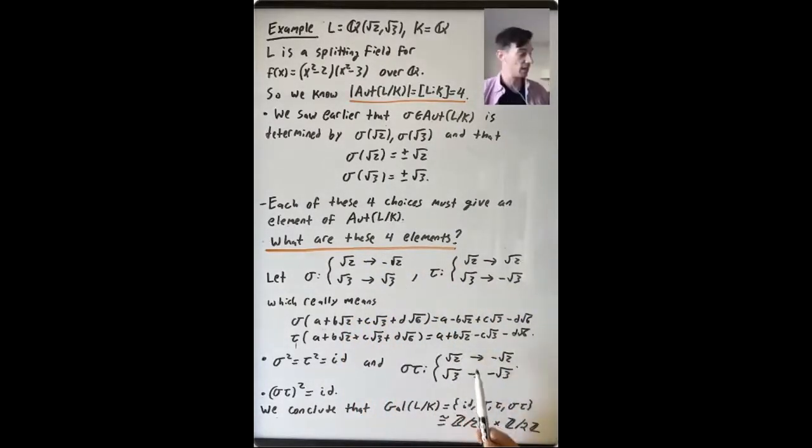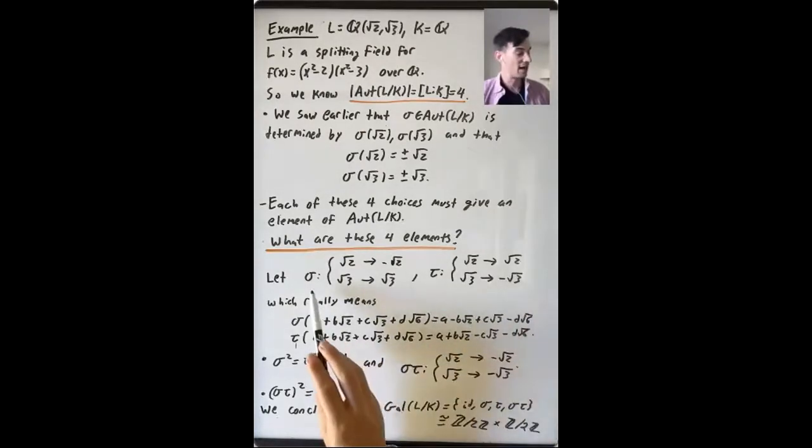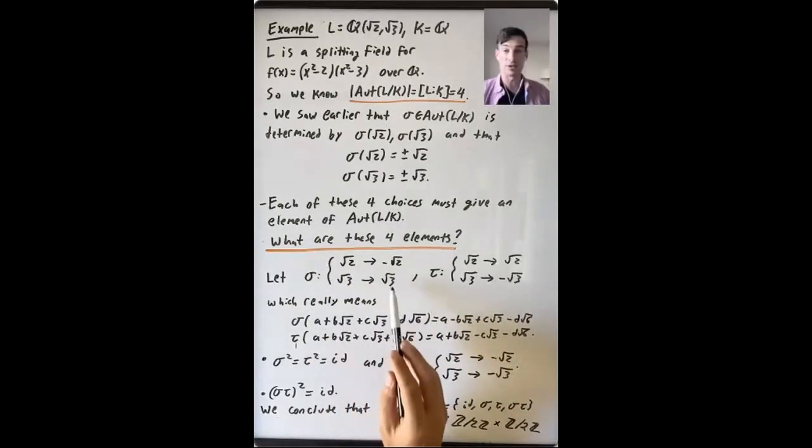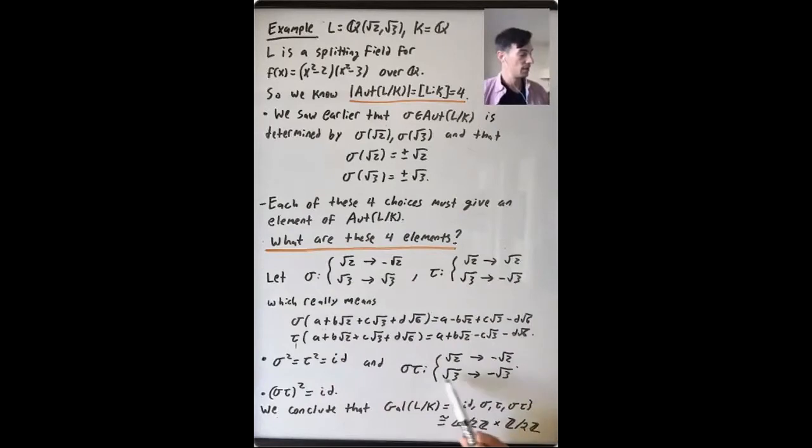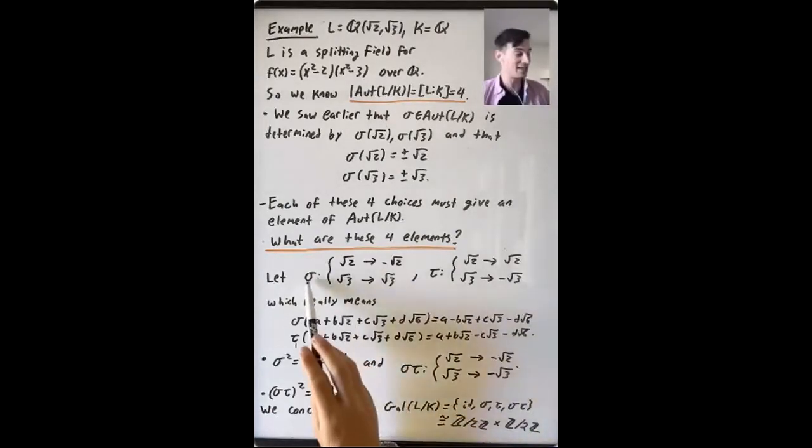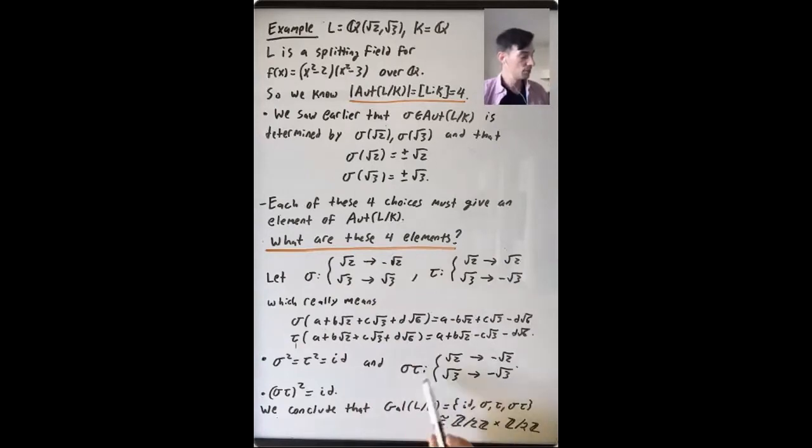So this composition sends square root of 2 to negative square root of 2. Tau sends square root of 3 to negative square root of 3, and then sigma sends negative square root of 3 to negative square root of 3. So sigma tau sends square root of 3 to negative square root of 3. Okay, so this is the other automorphism of L fixing Q. It's the one that is not the identity, sigma, or tau. You do this twice, and for the same reason as before, you get back the identity.